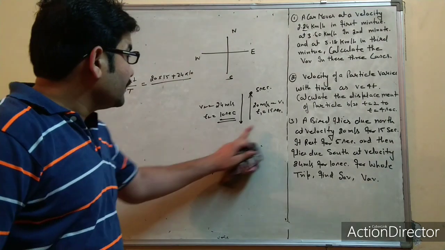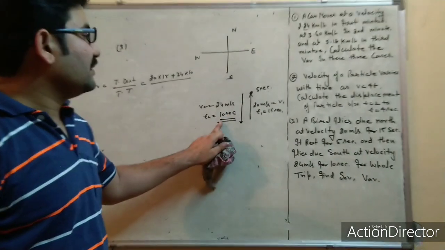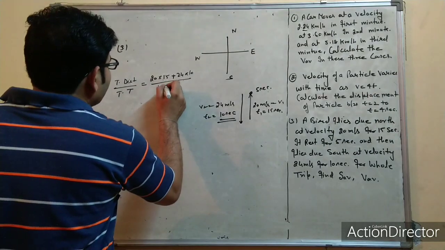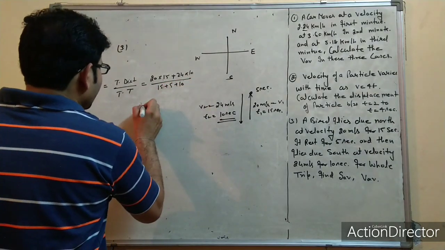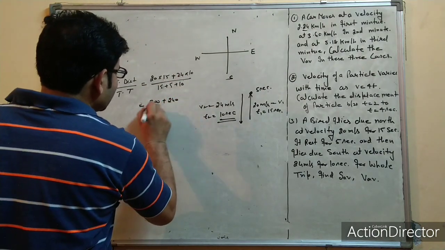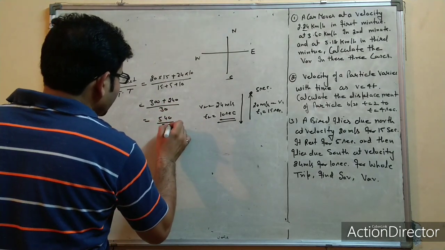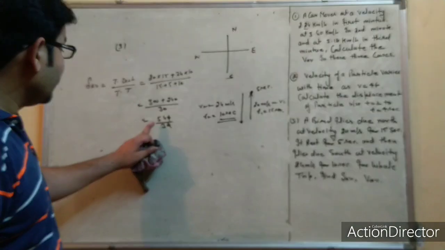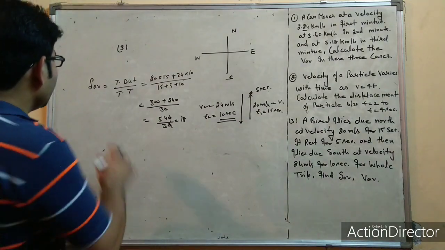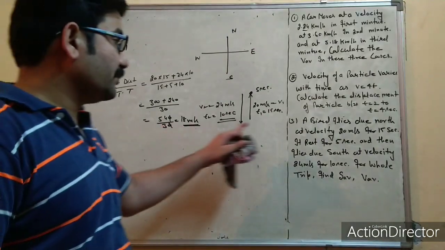In total time, 15 seconds here, 5 seconds at rest, it will be 20 seconds, and plus 10, 30 seconds. 15 plus 5 plus 10. The distance will be 300 plus 240, that is 540, upon 30. Now 3 into 18... so the answer in meter per second is 18 meter per second, the average speed.